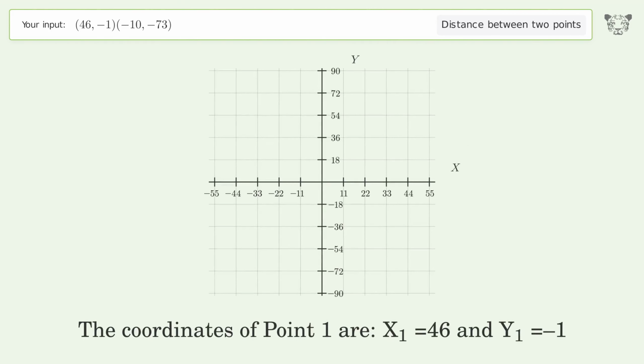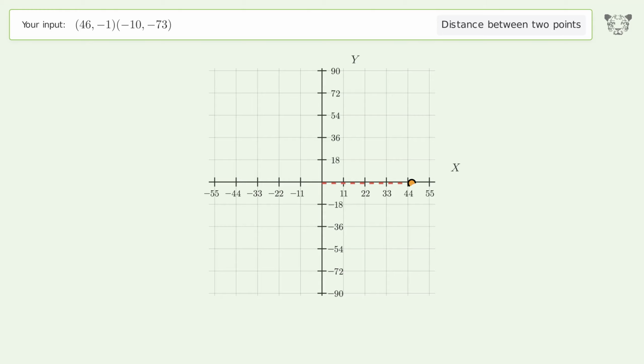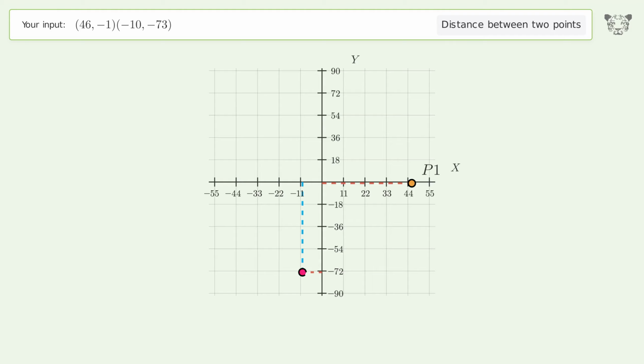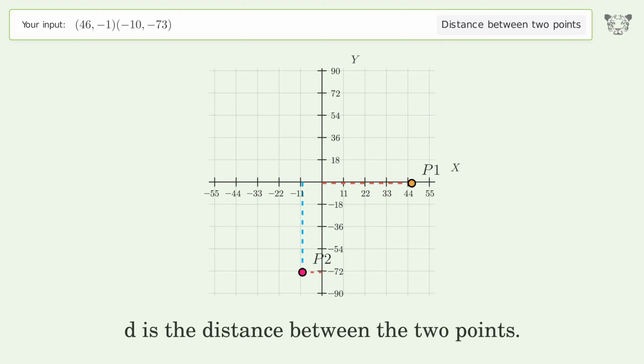The coordinates of point 1 are, x1 equals 46 and y1 equals -1. The coordinates of point 2 are, x2 equals -10 and y2 equals -73. D is the distance between the 2 points.